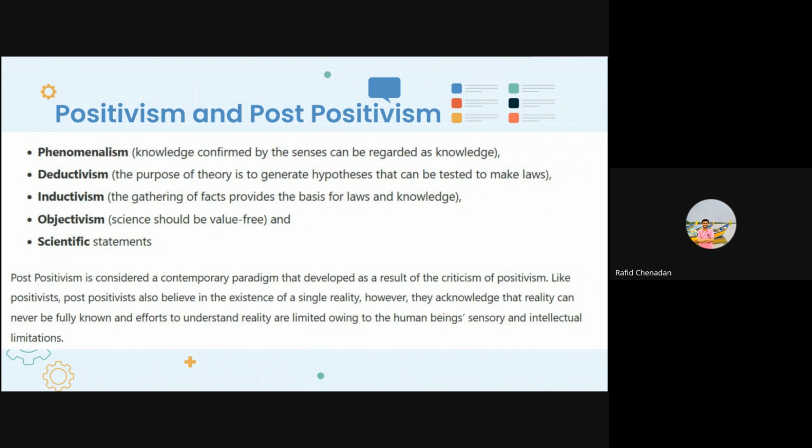And objectivism is that science should be value free, and scientific statements also should be value free, because there is an objective reality out there.